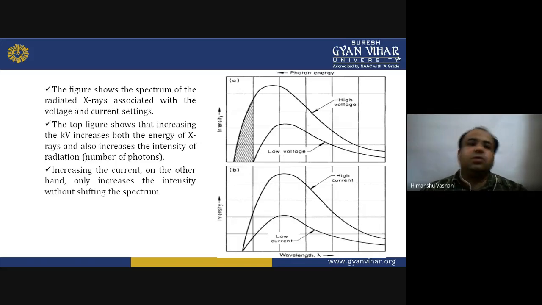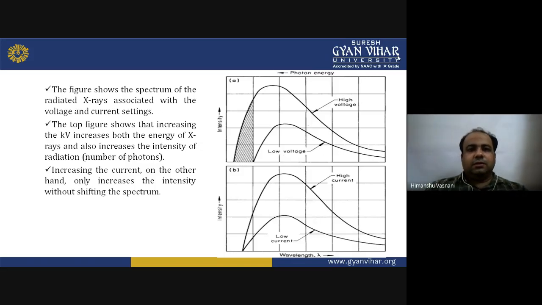and B. The top figure shows that increasing the kV increases both the energy of X-rays and the intensity of the radiation. I repeat, the top figure shows that increasing the kV increases both the energies of X-rays and also the intensity of radiation, the number of photons. Increase in the current, on the other hand, also increases the intensity without shifting the spectrum. Here the spectrum is not shifting.